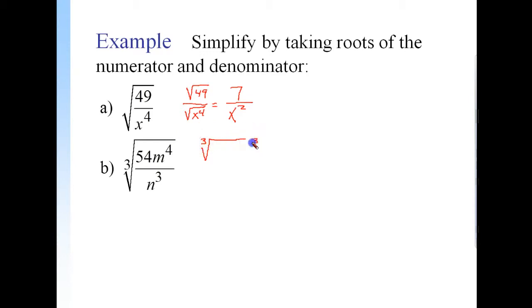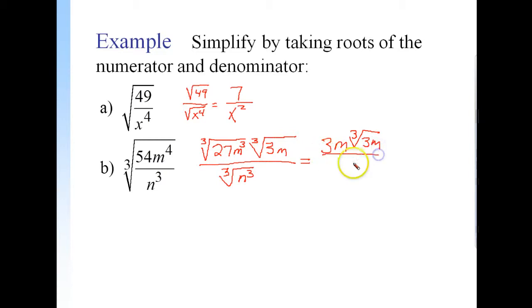Third root. This is from our previous section. And the third root of n to the third. So here this is going to be 27. We did this before. And a 3. M to the third. M. Okay, we have it set up. And this is going to be 3m. The cube root of 3m all over n.